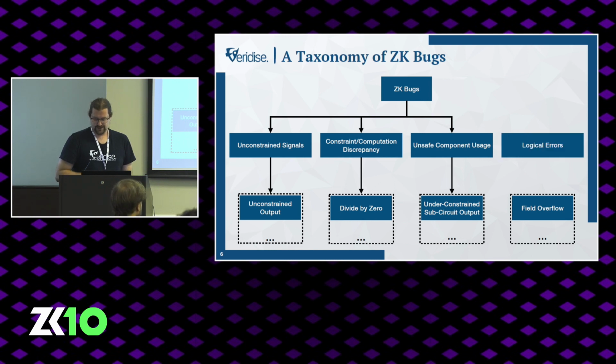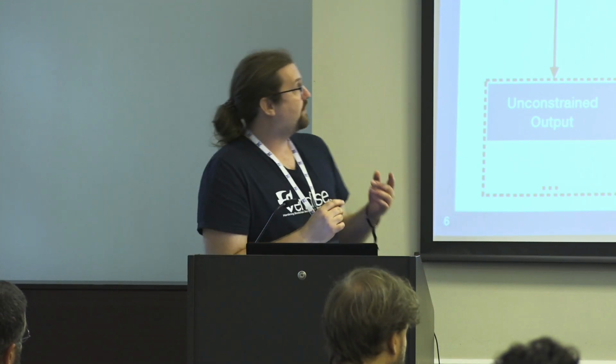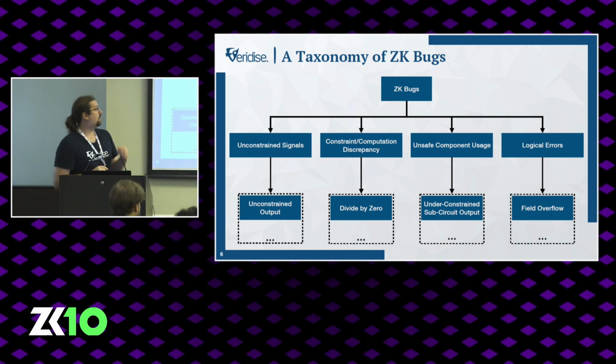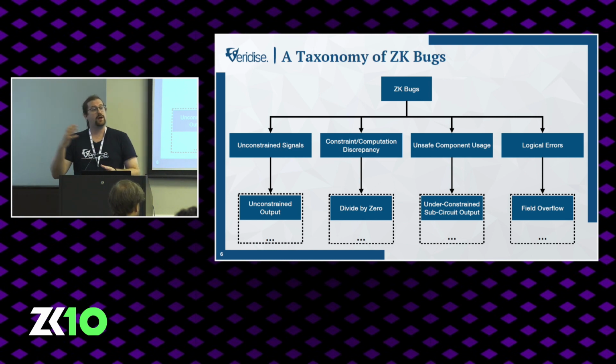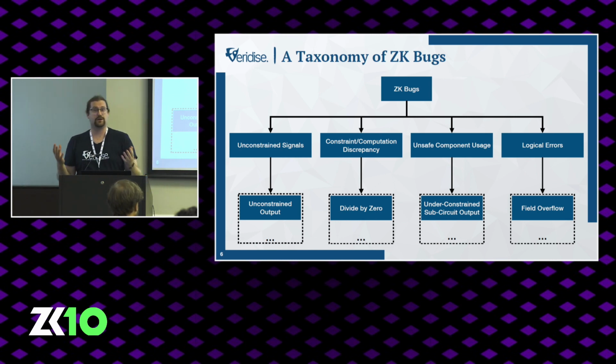The transitions got screwed up here when exporting this to this laptop, but we'll just go past that. We're going to look at a couple of particular classes of bugs in this talk. Specifically, under-constrained signals. These are signals that can accept more than one possible value. Constraint computation discrepancies, which looks at cases where your witness generator and your constraints differ. Unsafe component usage, where someone declares a subcircuit and they don't use it quite correctly.